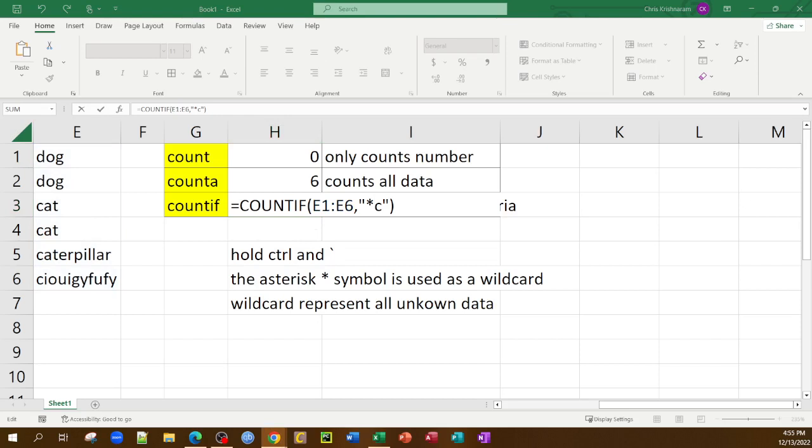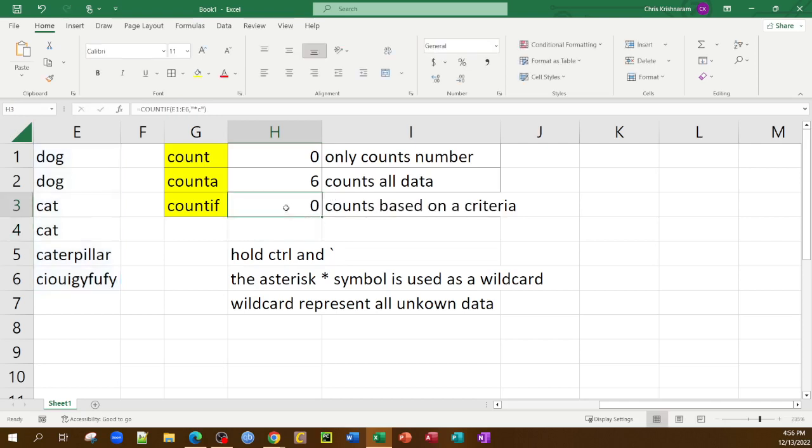Anything that has letters before, like C. Good. Or anything that ends with the letter C, because C is going to actually be the last letter. So anything that ends with the letter C, that's what it's going to look for. So I'm going to press enter. Notice I have 0, because if you look through the information, nothing ends with the letter C.